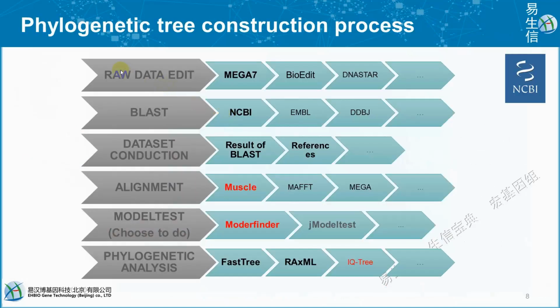Basically, the phylogenetic tree construction process involves raw data editing, which can be performed by MEGA7, BioEdit, DNAStar, and BLAST by NCBI, EMBL, and DDBJ; dataset construction from BLAST results and references; alignment with the help of Muscle, MAFFT, and MEGA software; model testing, which can be done with ModelFinder and jModelTest; and phylogenetic analysis using FastTree, RAxML, and IQ-TREE.